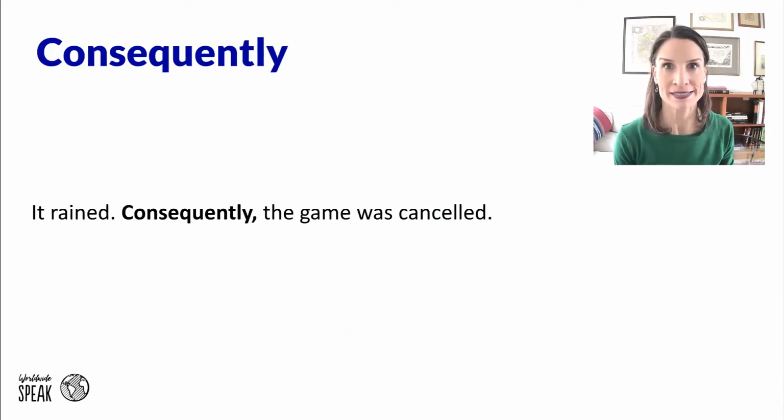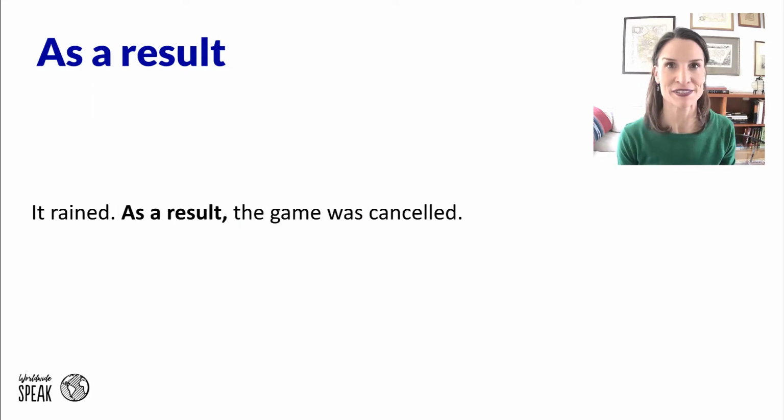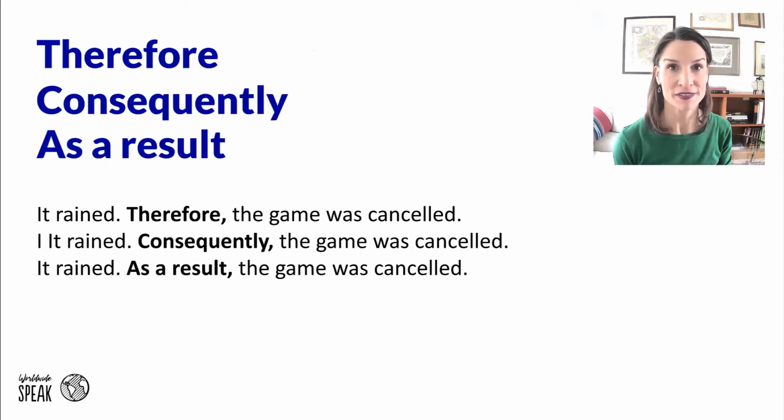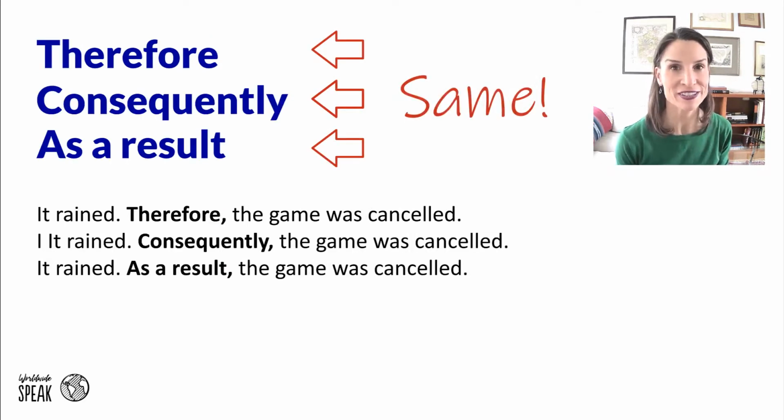So consequently is exactly the same as therefore in this use, right? It rained, consequently, comma, the game was canceled. Same as a result. Okay, this is great. We have 3 words or phrases that we can use right now exactly the same way to show our effects or results. So it rained, as a result, comma, the game was canceled. So here you have all 3 together. So you can see that they look the same and they can operate the same way in your sentence.